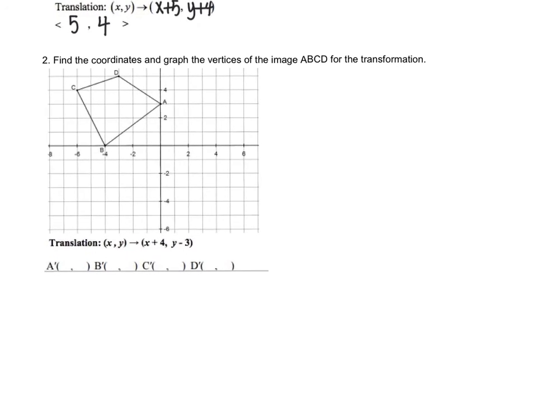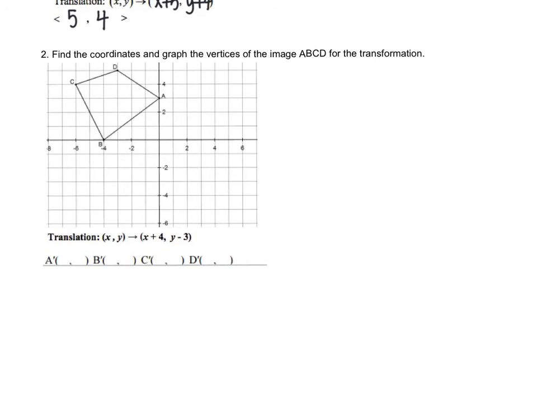In problem 2, we want to find the coordinates and graph the vertices of the image A, B, C, D for our transformation. So we look down below, we have the translation rule, x plus 4, y minus 3. So the first thing I want to do is find my new points. I'm going to first write the points of A, B, C, D, my original figure.